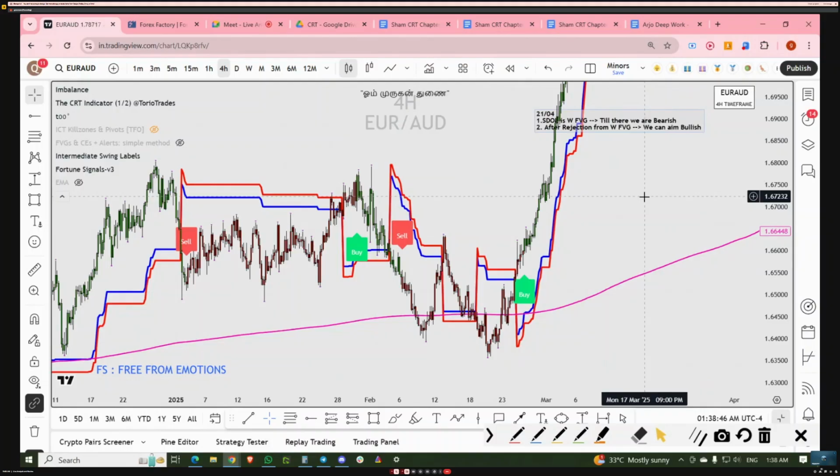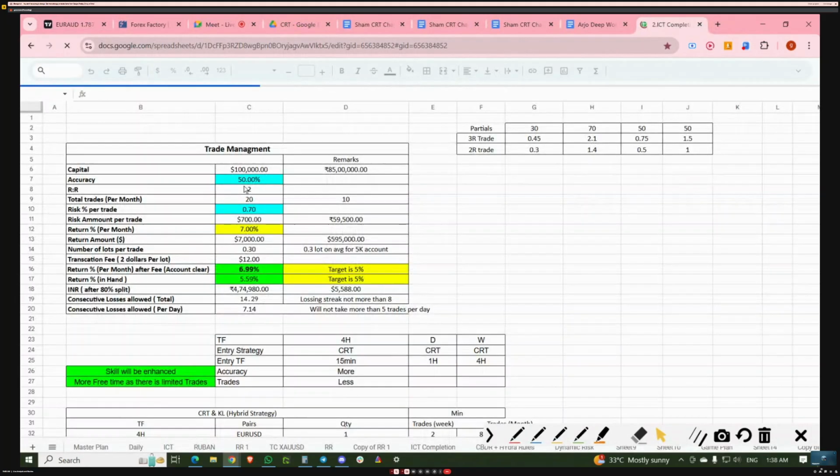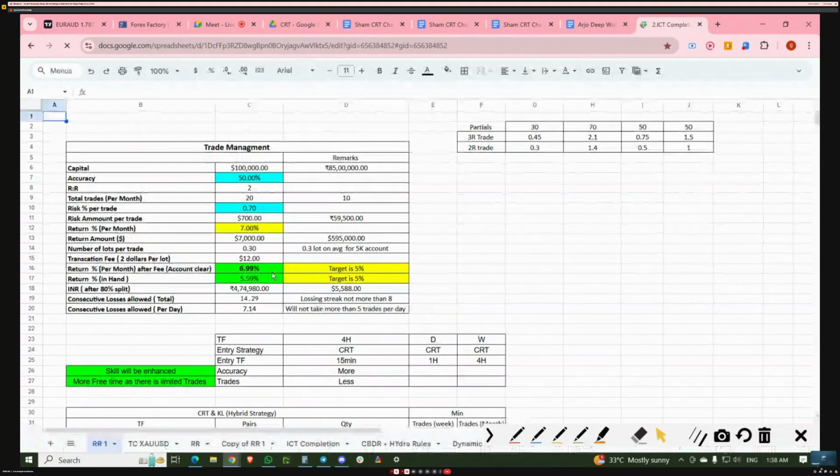Right. So let's stick with our plan. Our plan is not to overcome anyone. Our plan is very simple: to earn 5% per month, and with 50% accuracy, we can achieve it more comfortably. Okay, so we'll do it. Sure, Karthik. Okay, sir.